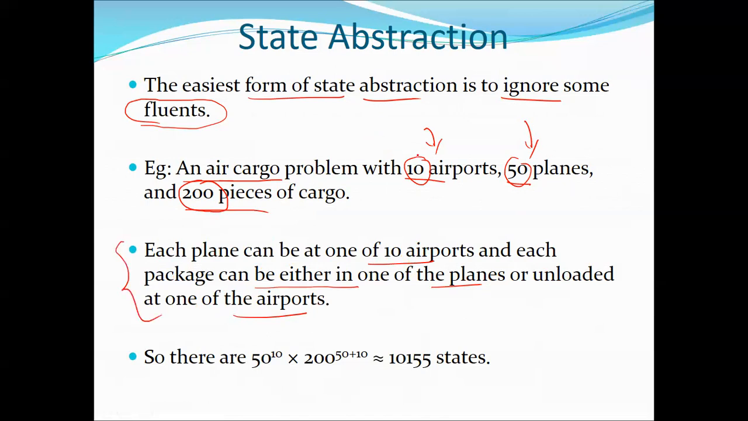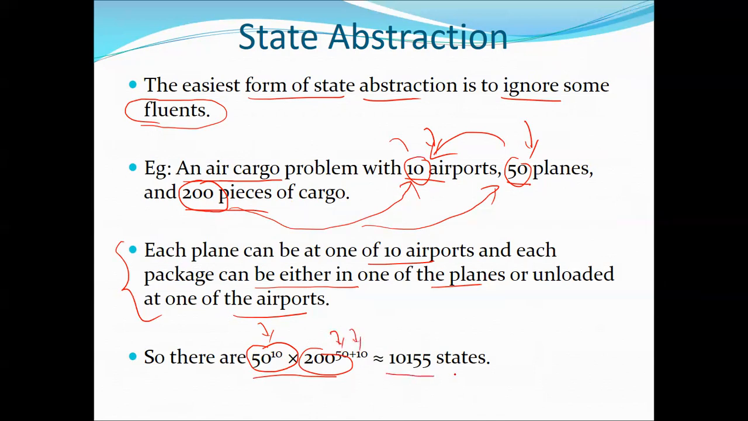Each of the 50 planes can be at any of these 10 airports. Each of these 200 pieces of cargo can be at any of these 10 airports, or on any of these 50 planes. Now, how many states does this problem contain? It contains this many states: 50 to the power 10, that is, the 50 planes can be at any of the 10 airports, times 200 to the power 50 plus 10, that is, the 200 pieces of cargo can be on any of these 50 planes or any of these 10 airports. So it contains about 10^155 states, which is quite high.